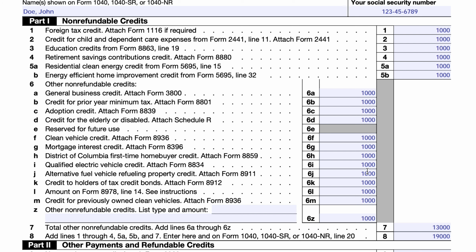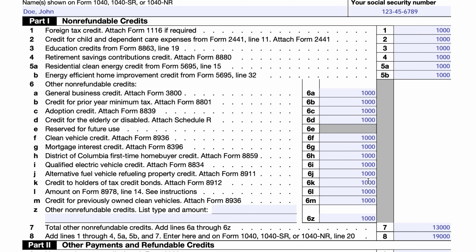Line 6J, alternative fuel vehicle refueling property credit. So if you installed like a solar powered charging station in your house, you can take a tax credit for it. You would complete IRS Form 8911 and then enter the credit here. Credit to holders of tax credit bonds. So if you're eligible, you would complete IRS Form 8912, enter the amount here.